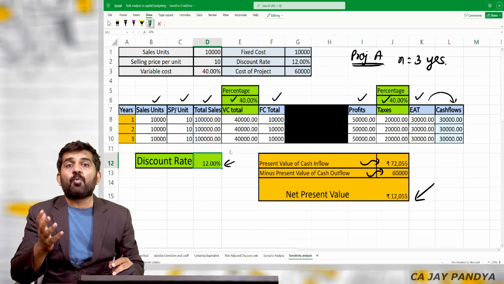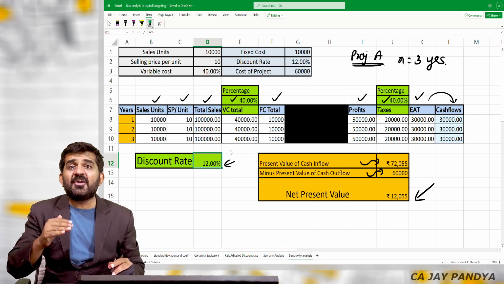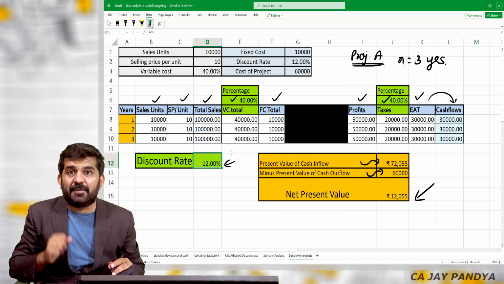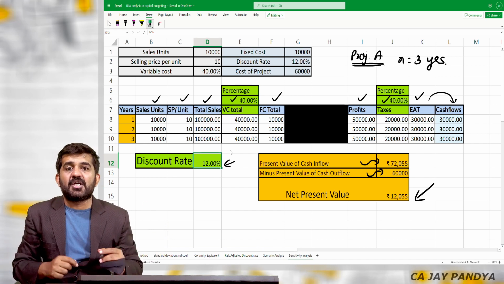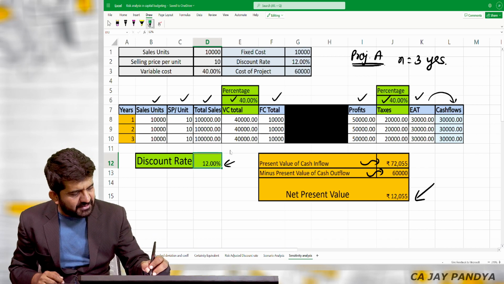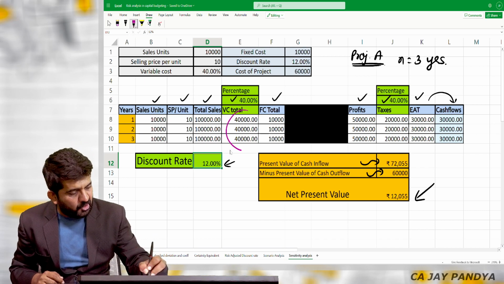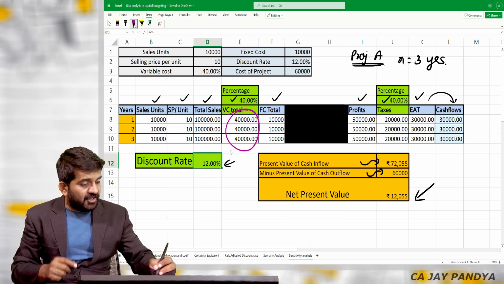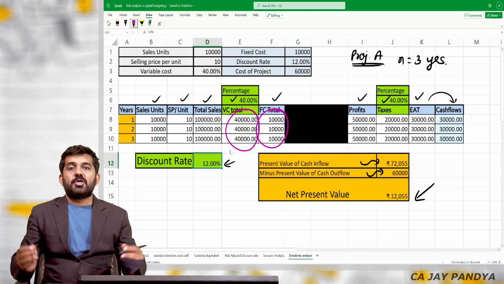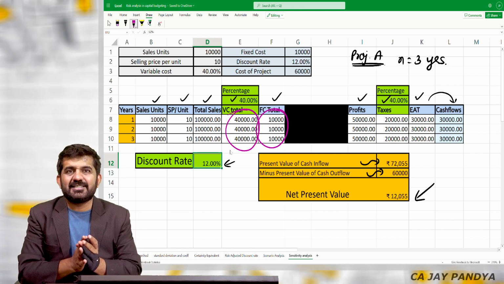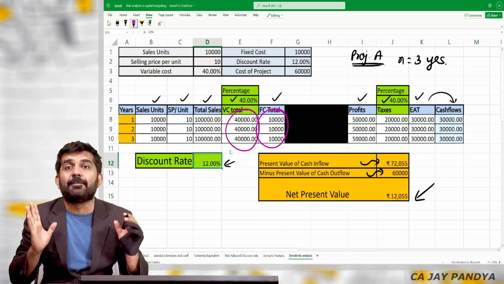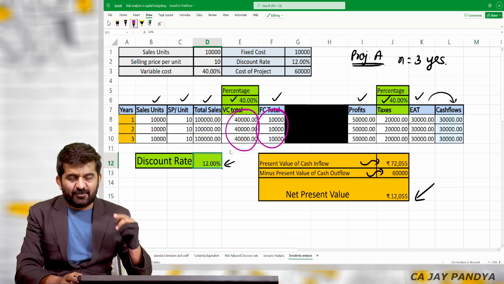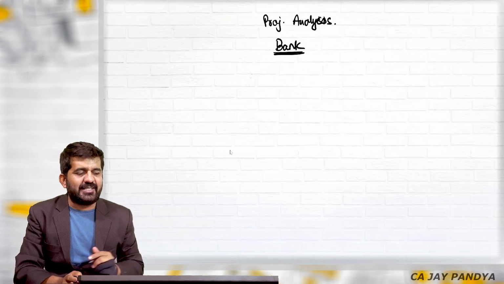But the bank wants to know that if the sales decrease, what will happen? If the variable cost increases, what will happen? Or they want to do some market analysis whether the raw materials are available at this rate or not, whether fixed cost will be this or not. Or they want to know which is the most sensitive variable. What is, once again, the most sensitive variable?